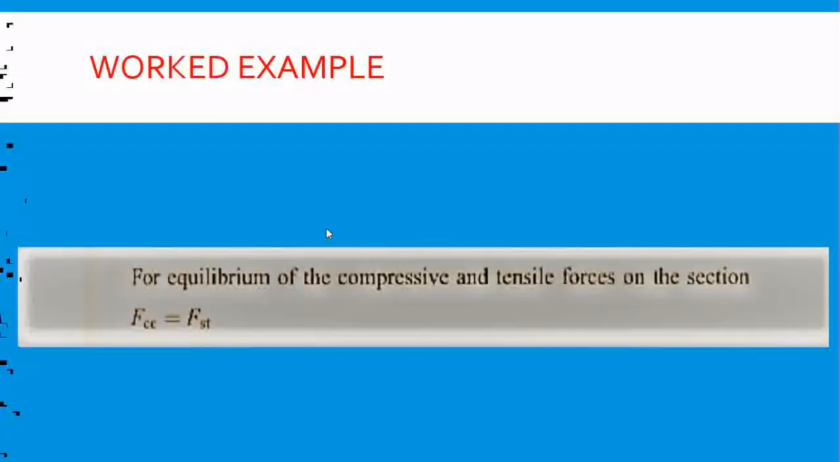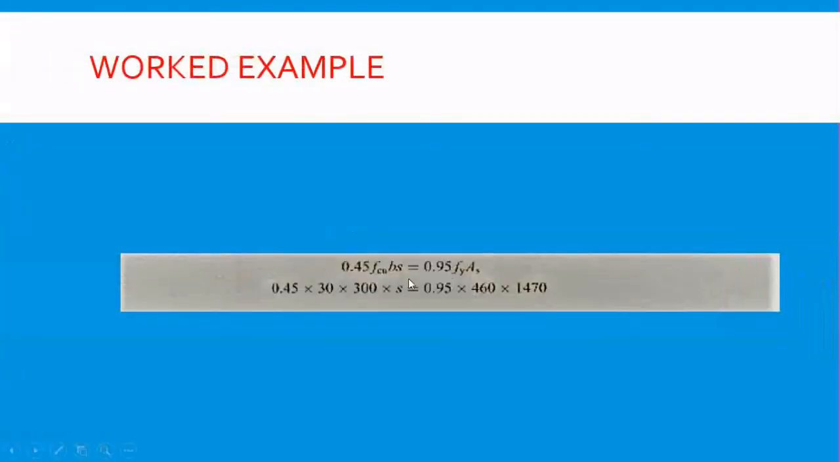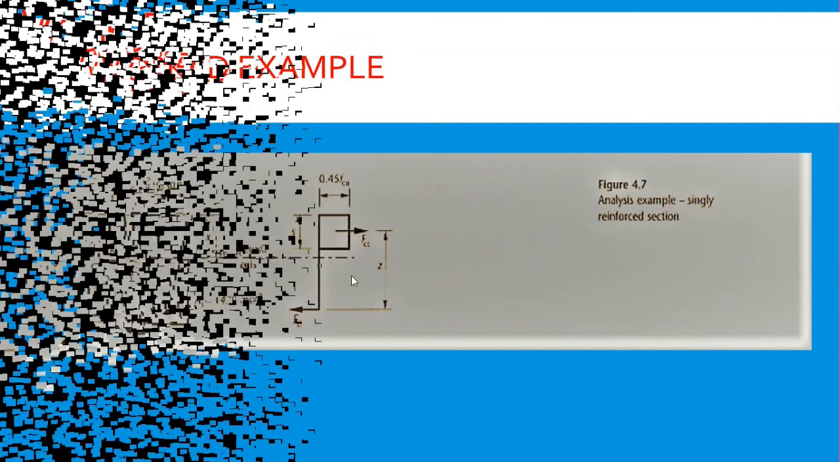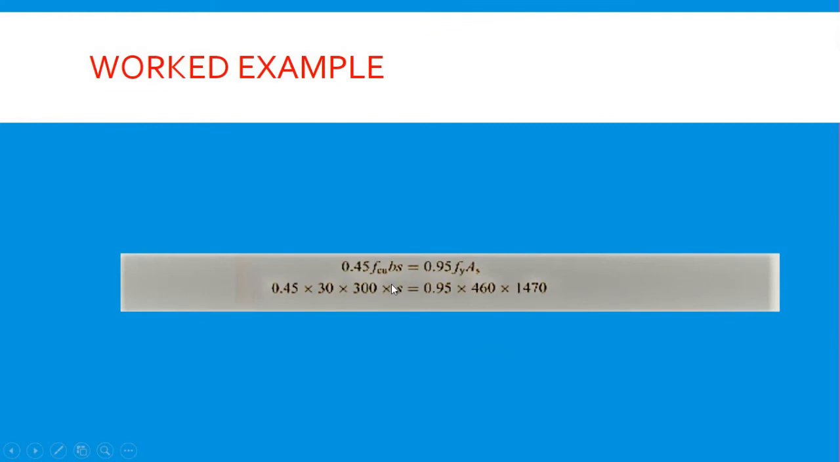For us to get the value of s, we are going to equate the two equations. This is the formula for calculating the tensile force in the stress block. We have 0.45 multiplied by FCU, which here is 30. Then fy for the reinforcement is 460, and b for the concrete is 300. So you can substitute in the equation here, and then make s the subject of the formula.